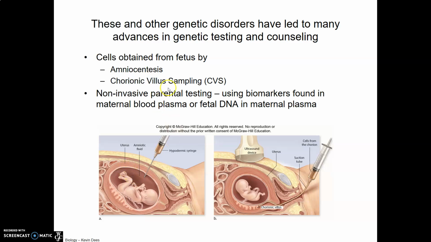Now, a much less invasive method is something called chorionic villus sampling, and this is where we insert a tube using an ultrasound device that samples some of the cells from the chorion. These cells are fetal cells, and they could be tested genetically. There's also some non-invasive prenatal testing nowadays that can be done using biomarkers found in the blood plasma or fetal DNA in the maternal plasma. And it brings up some interesting questions about the different types of genetic diseases. Many individuals who have a history of these diseases might consider being tested to determine the likelihood that they could have them or pass them on to their children.